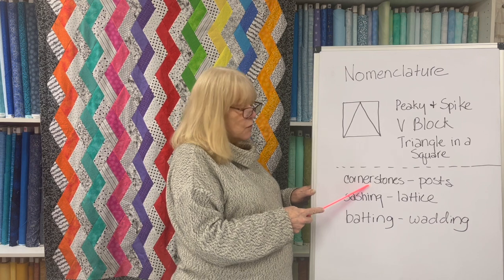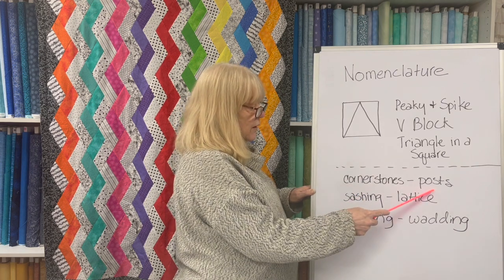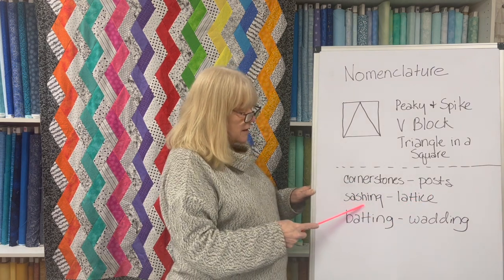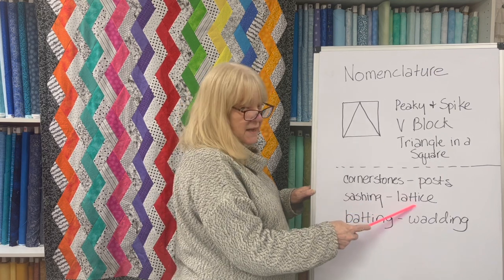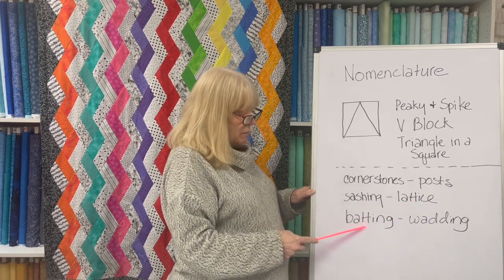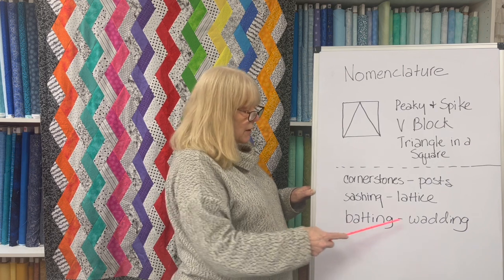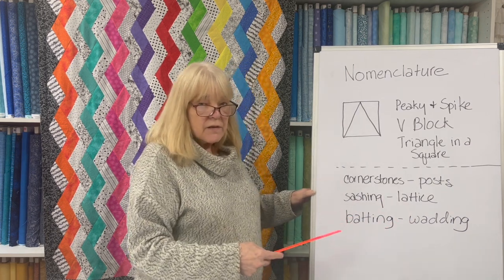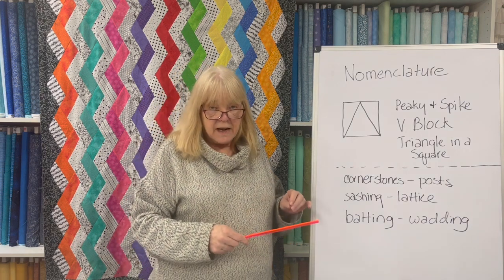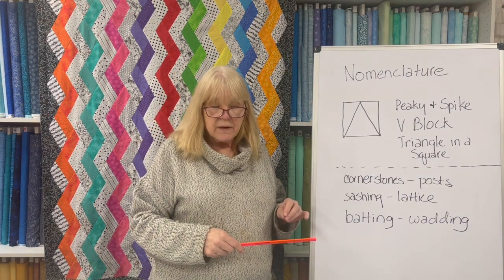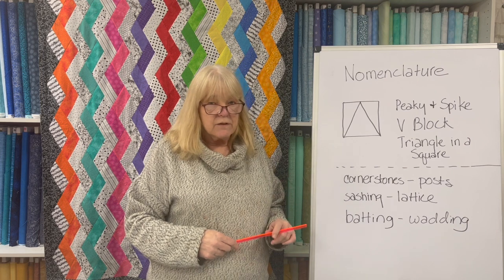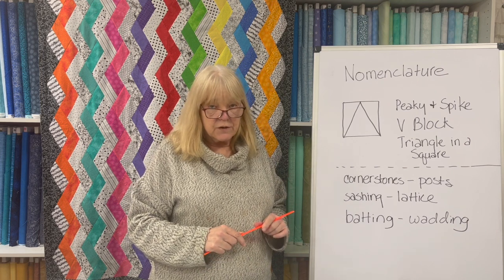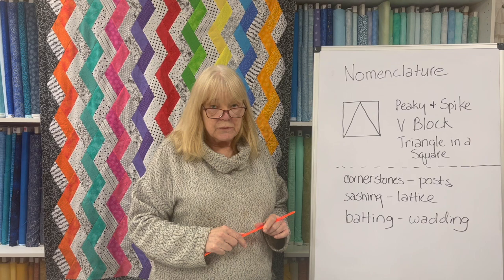I call things cornerstones. Other people call them posts. I call it sashing. Other people say lattice. We call it batting here in the States. Other parts of the world call it wadding. None is wrong. They're just different names for the same thing. There are things, however, in a quilter's nomenclature that are absolute.